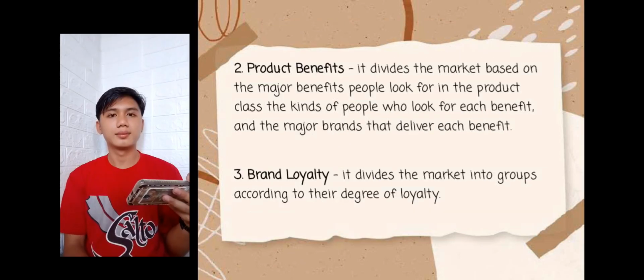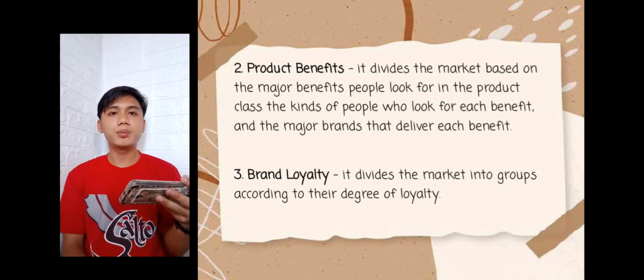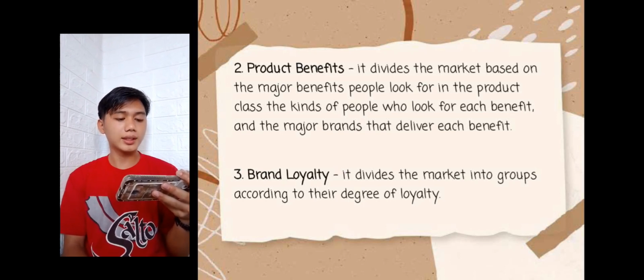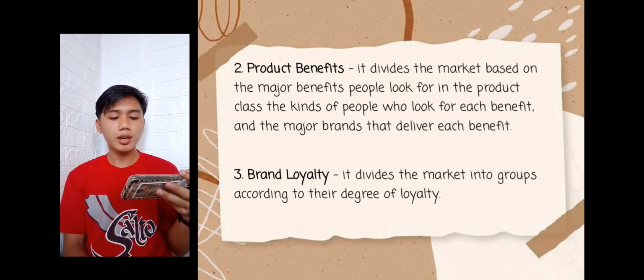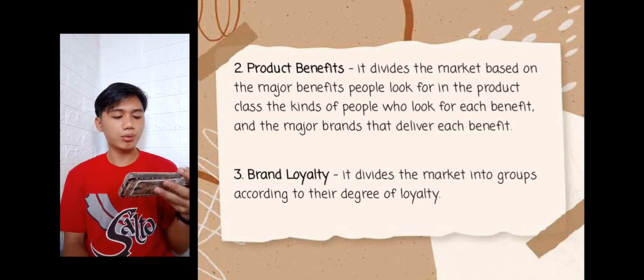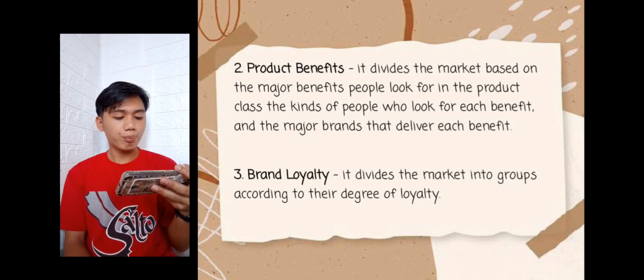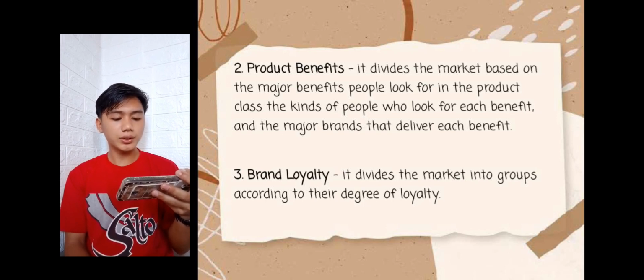The second behavioral characteristic is product benefits. It divides the market based on the major benefits people look for in the product class, the kinds of people who look for each benefit, and the major brands that deliver each benefit. The market can be segmented based on the quality, performance, customer service, special features, or other benefits.